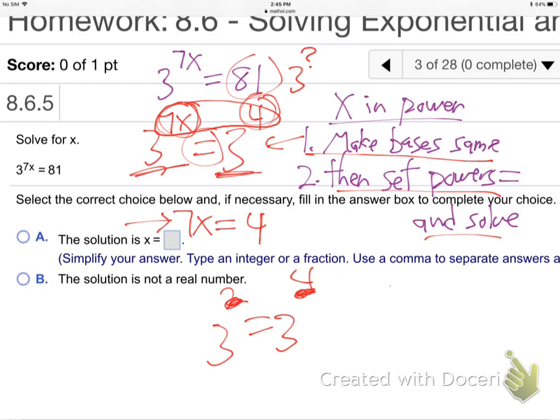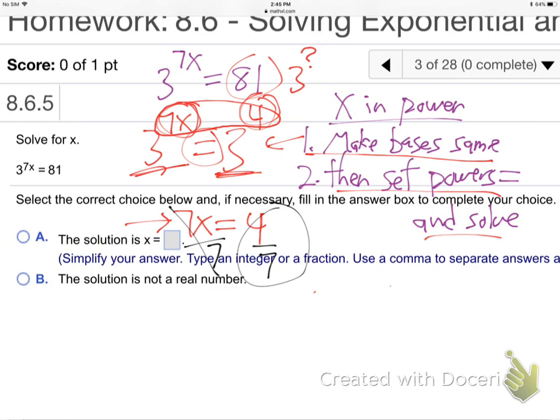And so I can say, powers, you must be equal. Logically, that's got to be the case. 7x has got to equal 4. And then how do we finish solving for x there? Divide by 7. Divide by the 7. Boom, there it is, 4 sevenths. Would have been hard to guess at that one.